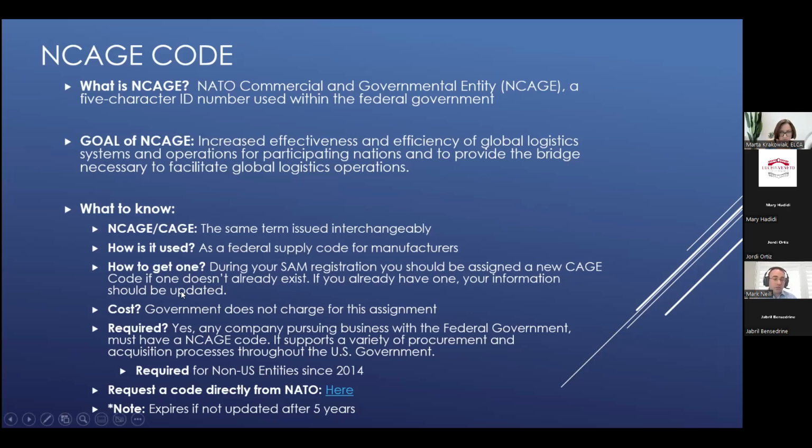And there is a method outside of SAM if you wish to get one for whatever reason outside of the registration process. I linked to the page. Also, about every 5 years or so, I found conflicting information here, but I thought it was worth noting. This code does need to be updated about every 5 years or so, or it will expire. I just didn't want anyone getting caught unaware that, again, with many of these things, there is a bit of maintenance that goes along with it.